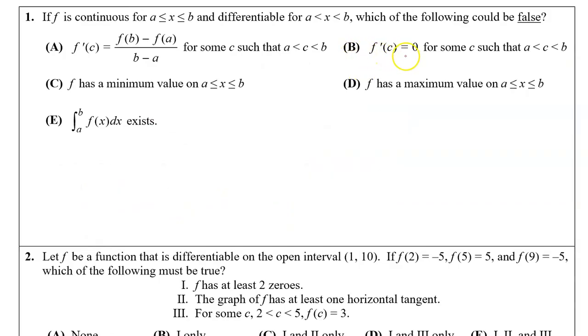Option B does not say anything about f at a equaling f at b, and we are not given that information in the setup. So the preconditions for Rolle's theorem have not been met, so we are not guaranteed that for some value c, f prime at c is equal to 0. This is possibly false. Let's go ahead and go through the other three and see why they are definitely true.